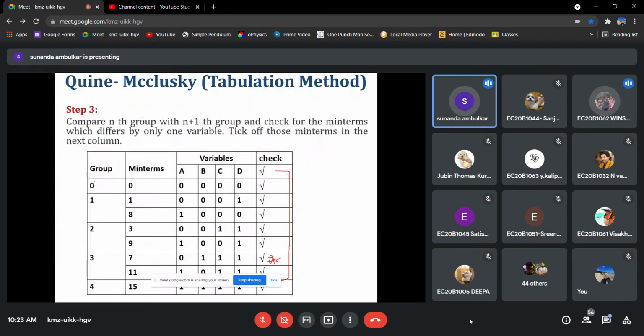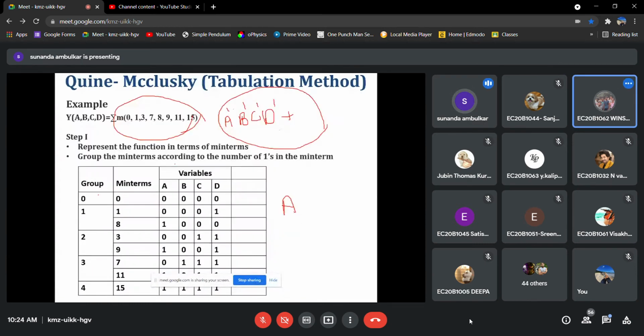Can we do a problem, so that we can play with it? Okay.